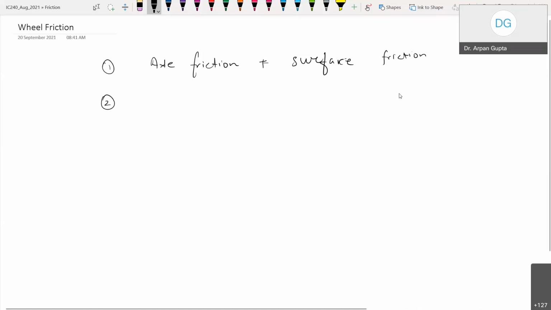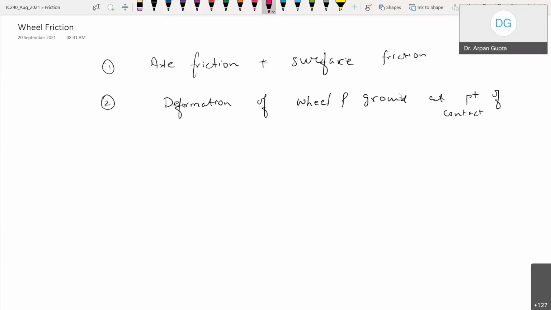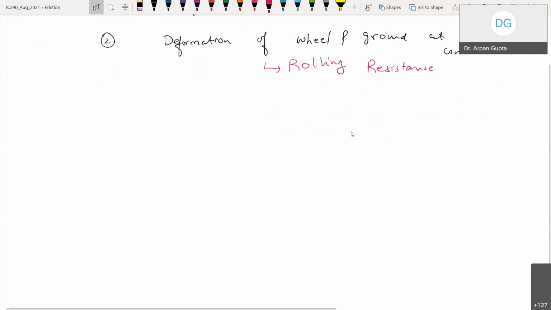The second friction we will encounter is due to the deformation of wheel and ground at the point of contact. So these are the two categories of wheel friction, or the friction that the wheel of a moving car or vehicle is going to encounter. The second category is also called rolling resistance. Now let us try to understand these things one by one.